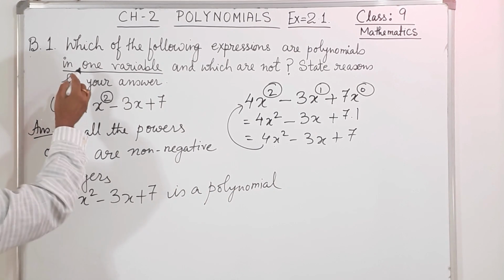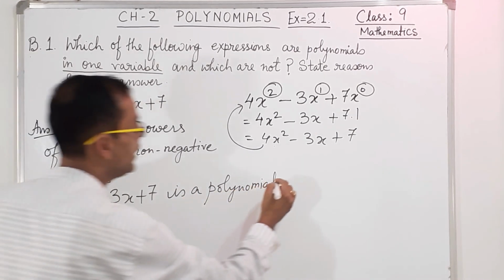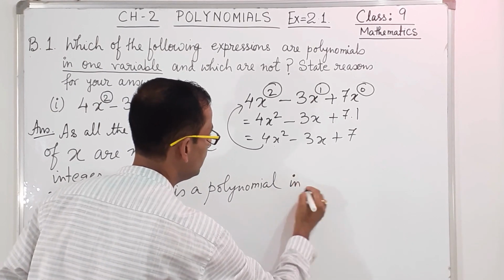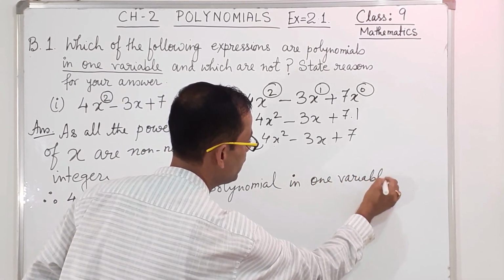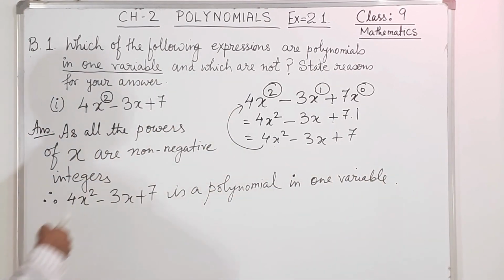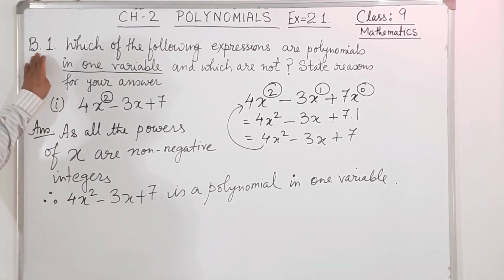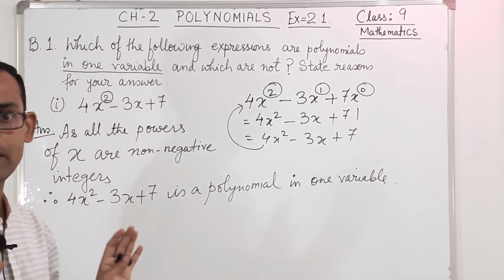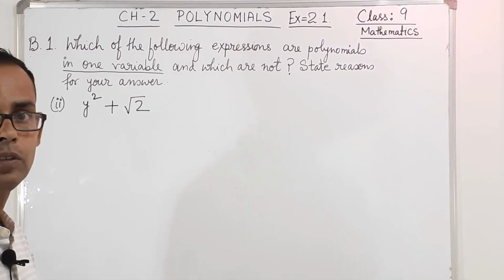And they are asking whether it is in one variable or 2 variables. It is in one variable. You can write this sentence first and then the reason also you can write. So I think question number B1, Roman 1, you have understood nicely. Now we will move on to Roman 2.